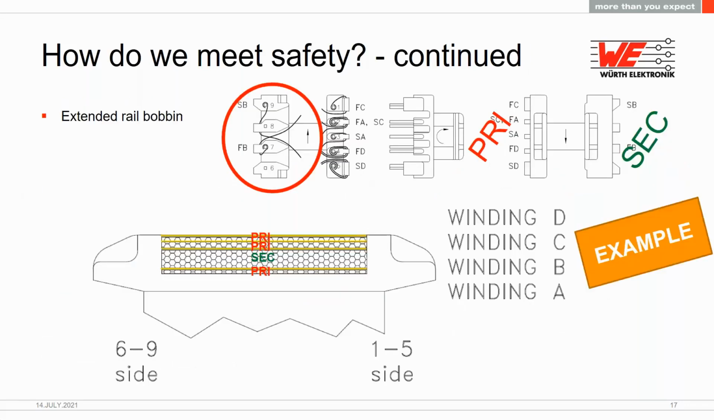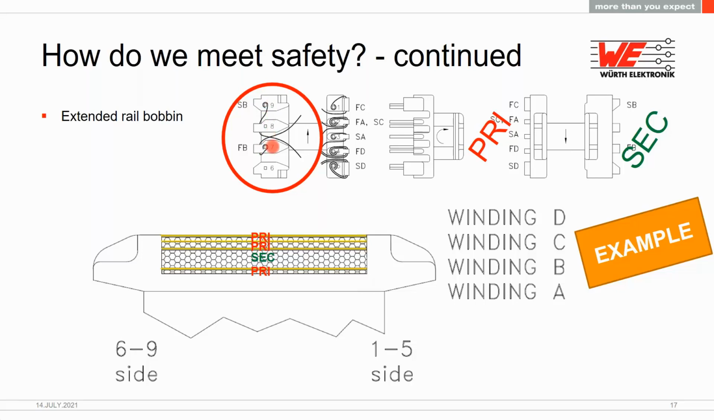The next method involves the use of an extended rail bobbin. With this type of method, the bobbin itself is extended, typically only on one side, as shown in the red circle here. This type of method will use that basic supplementary or triple insulated extruded wire that we discussed several times earlier in the presentation.